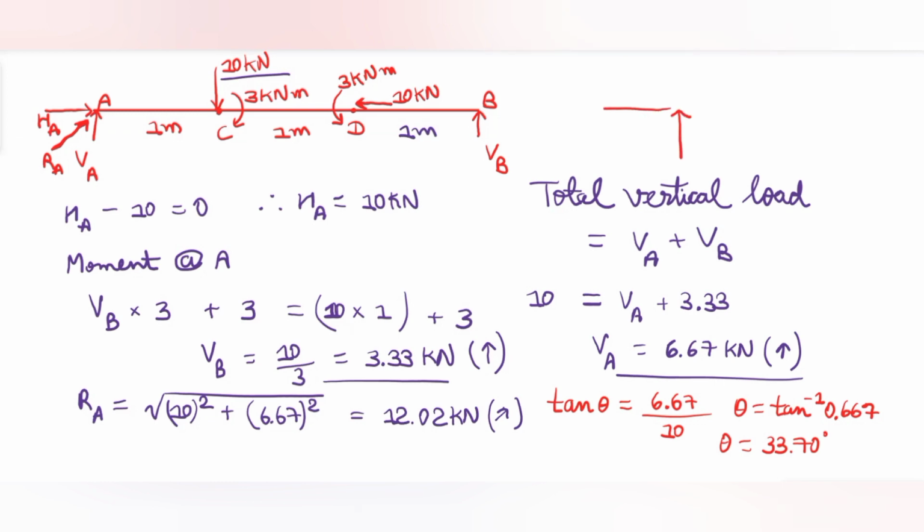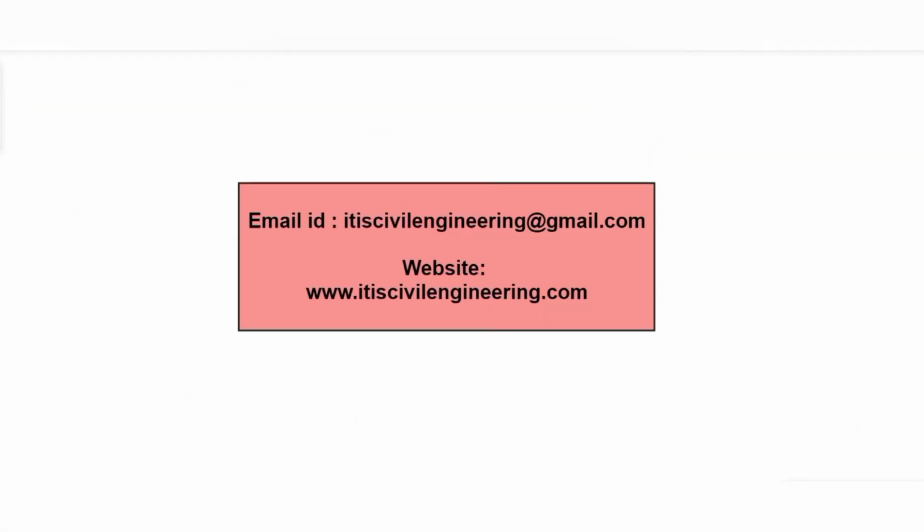Let me just show the reactions acting at A. We are having horizontal reaction, which is 10 kilonewton, then vertical reaction, which is 6.67 kilonewton. Resultant reaction, we got it as 12.02 kilonewton, and theta is 33.70 degree. Here I have covered almost all the examples. We saw how we can take the moments of different types of loads and how we find the support reactions.